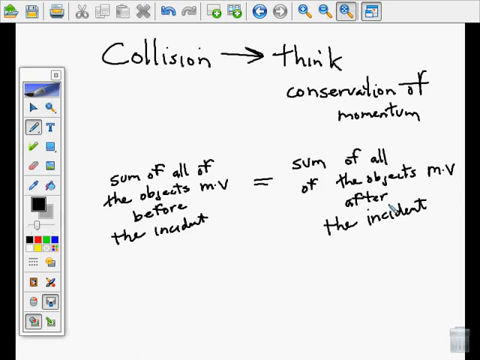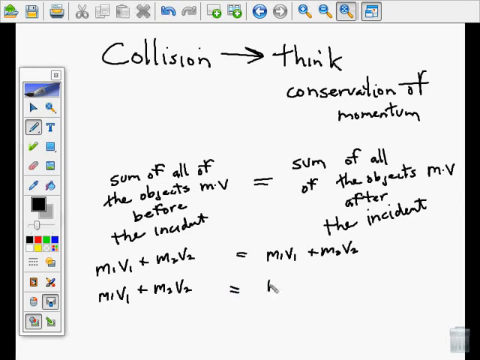Sometimes the big formula looks like this: M1 V1 plus M2 V2 before the collision equals M1 V1 plus M2 V2 after the collision. Sometimes the two objects stick together. So you have M1 V1 before the collision plus M2 V2 before the collision. If they stick together, you have M1 plus M2 stuck together times their final velocity.